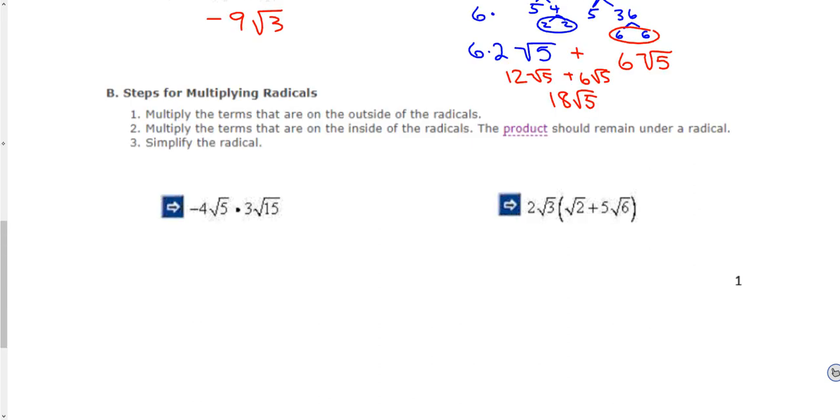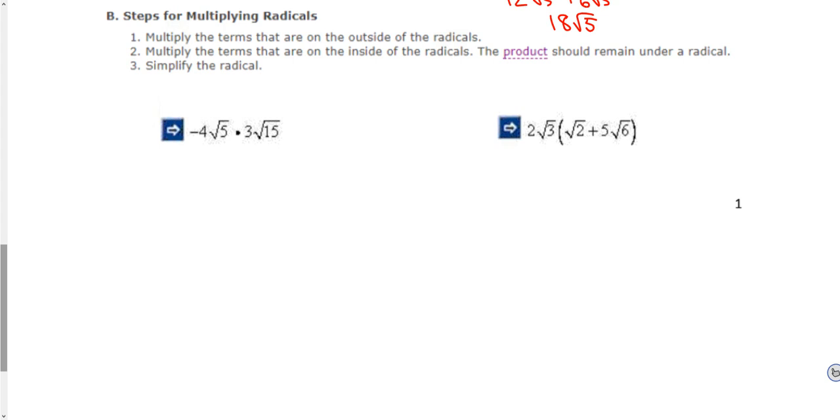So what we're going to do here, the rules for multiplying say: multiply the terms that are on the outside of the radicals, and then multiply the terms that are on the inside of the radicals, and then simplify the radicals. So basically, here's what we do. We take the number in front, and we multiply it with the number in front. So -4 times -3 is -12. Then we take the number on the inside, and we multiply it with the number on the inside. So 5 times 15 is 75. So we get 75 in here.